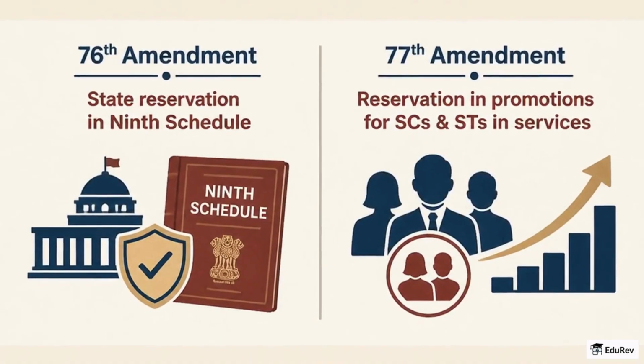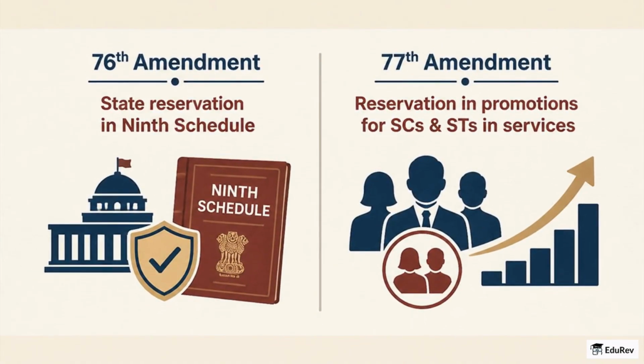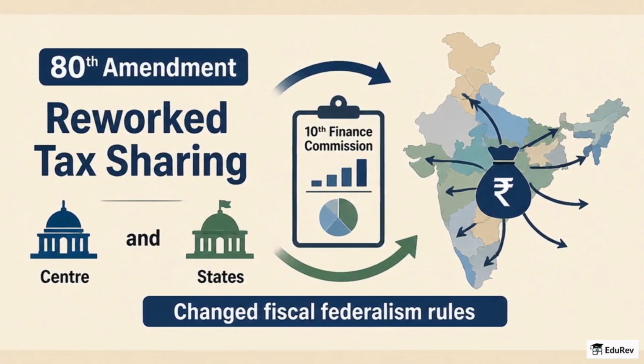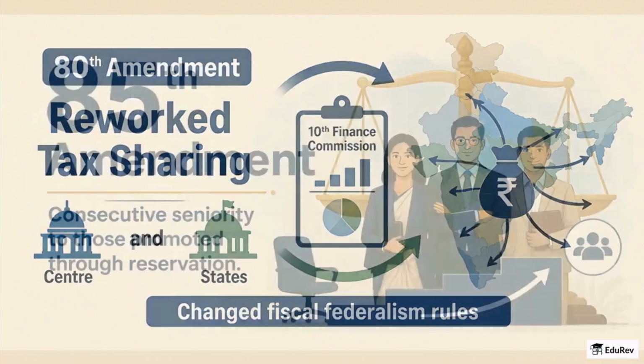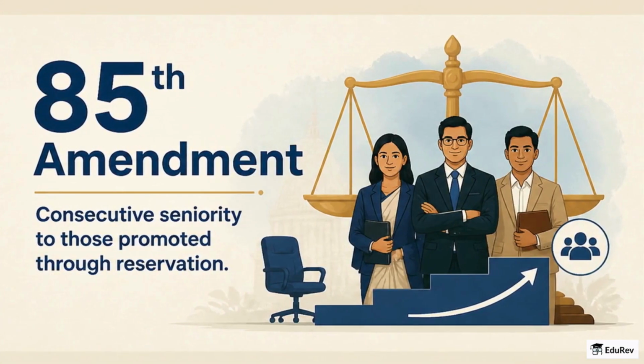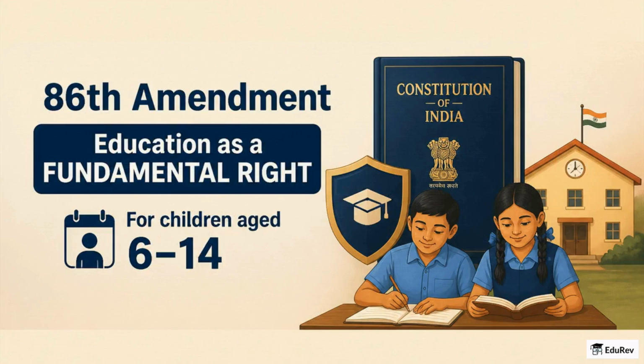The 76th validated a big state reservation scheme by placing it in the 9th Schedule, while the 77th allowed reservation in promotions for SCs and STs in services. The 80th Amendment reworked tax sharing between centre and states based on the 10th Finance Commission, changing fiscal federalism rules. The 85th then provided consequential seniority to those promoted through reservation, a practical fix for administrative careers. The 86th made free and compulsory education a fundamental right for children aged 6 to 14 under Article 21A.